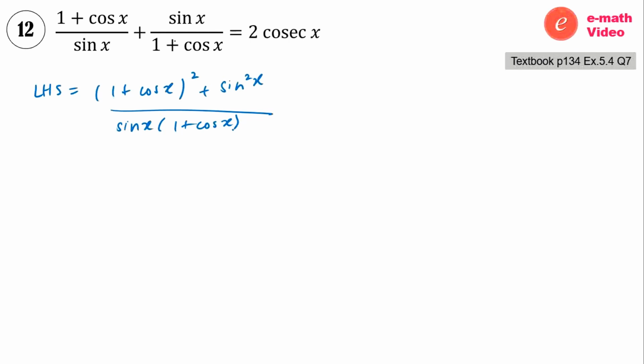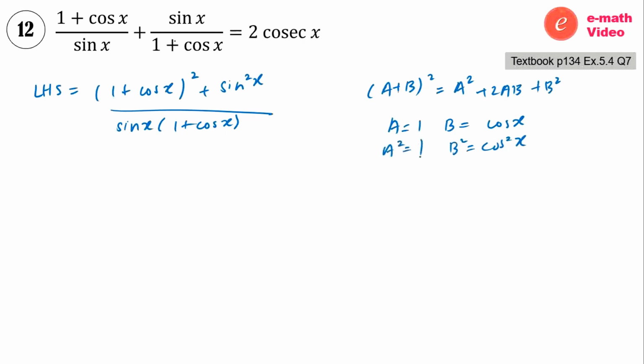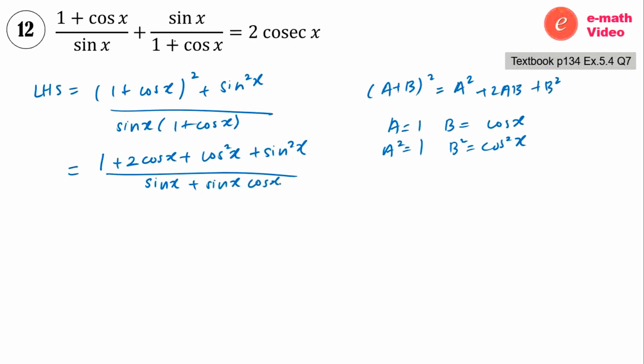And from here we'll use another formula, which is a plus b square equals a square plus b square plus 2ab. In this case, our a is 1, our b is cos x. So b square equals cos square x, a square equals 1. Equals 1 plus 2 cos x plus cos square x. Then don't forget the sin square x over, we expand the bracket, sin x plus sin x cos x.